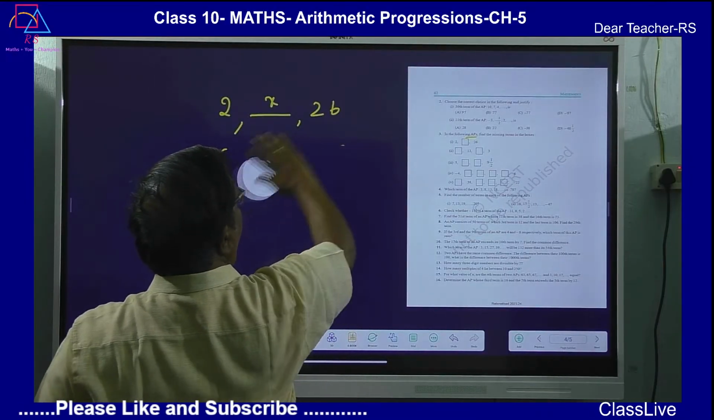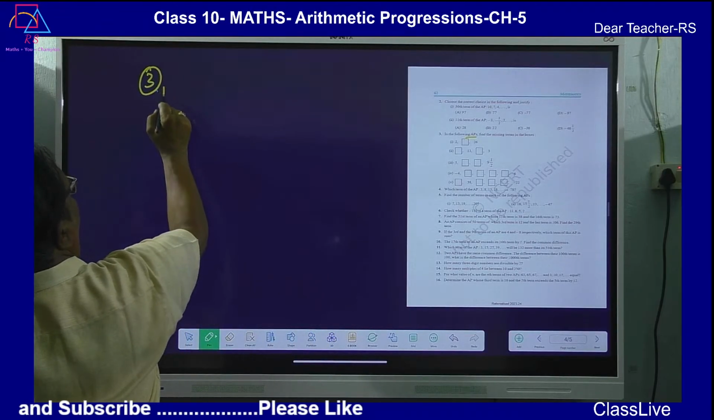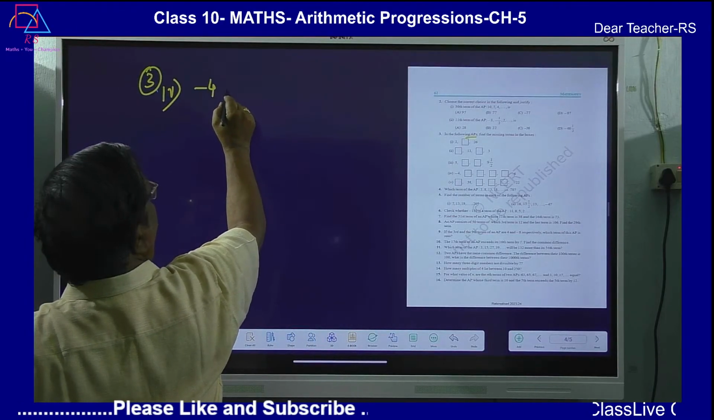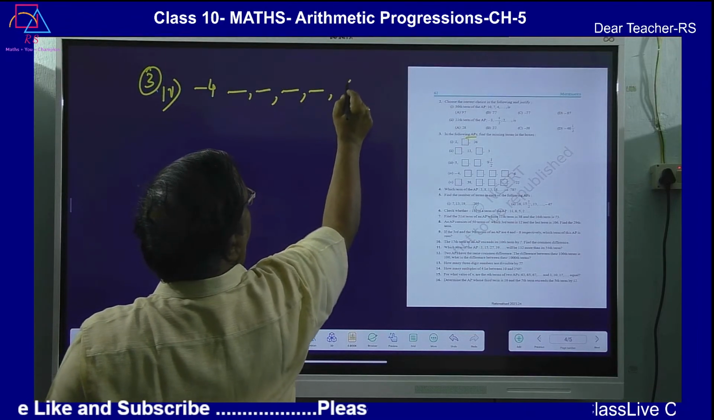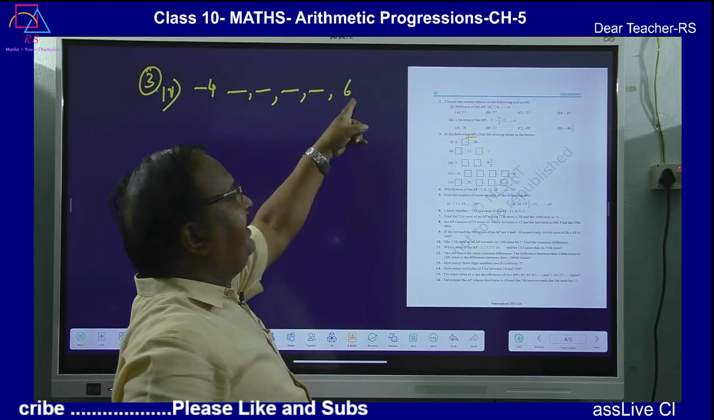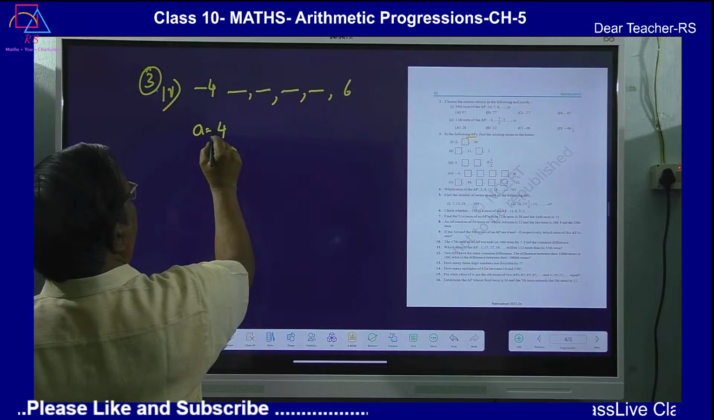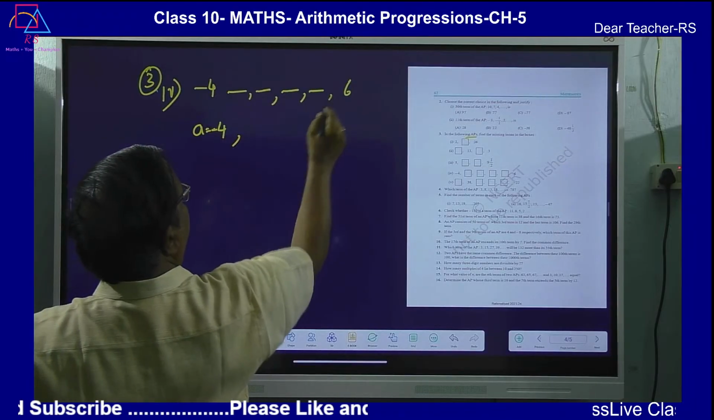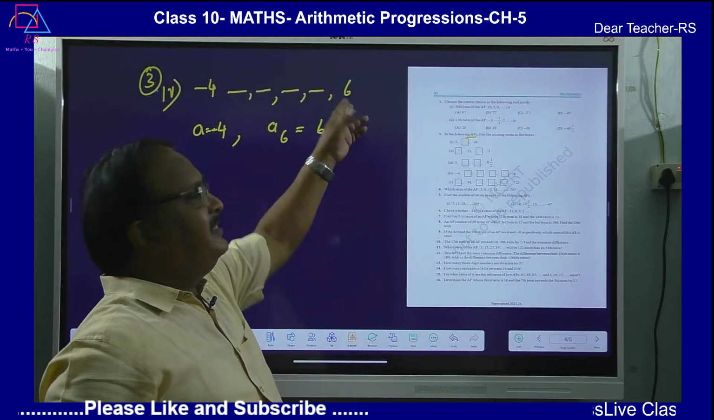Third and fourth bit. Minus 4, in the place of box I am going to write dash, dash, dash. There are 4 boxes and the last number is 6. Now A is given and AN is given. So A is equal to minus 4, and first, second, third, fourth, fifth, sixth term, A6 is equal to 6. This is the last term.